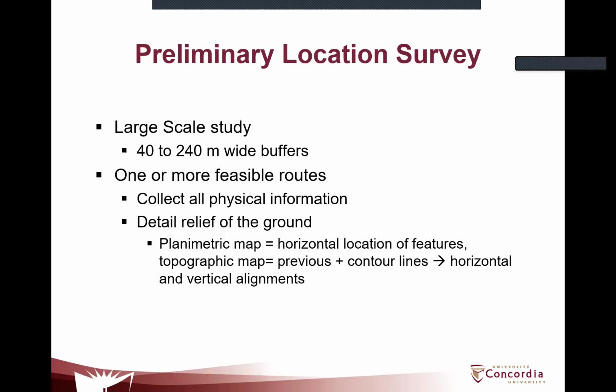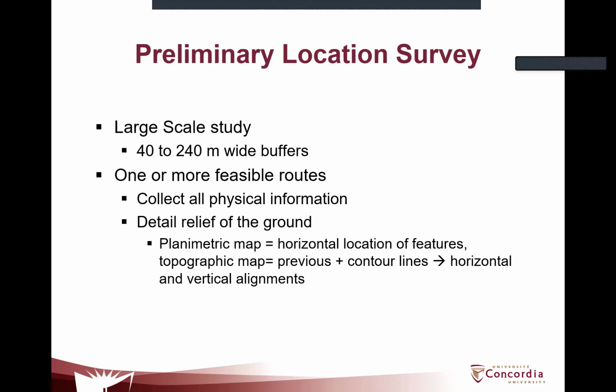The preliminary location now is, let's give it a try and try to pinpoint a specific alignment along which the highway will be. And for this, you can still have a buffer of 40, 50, 60, 100, couple hundred meters where most likely the road will be. And you will trace feasible routes. And these feasible routes will avoid all the obstacles and consider all the aspects that might restrict the location.